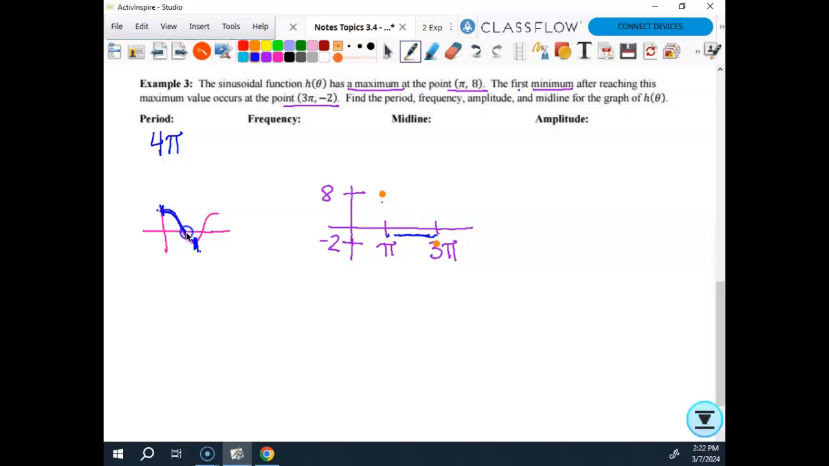But do you see how this is just half of it, right? And the nice thing about these is everything is half, half, half. So from here to here, then this is the middle, then this is the middle of that, and whatnot. So what's the frequency? 1 over 4 pi. Good.